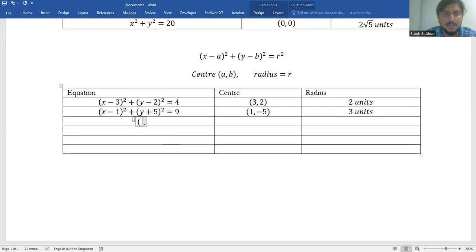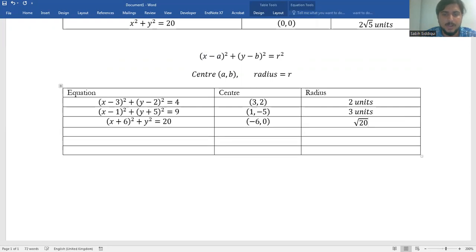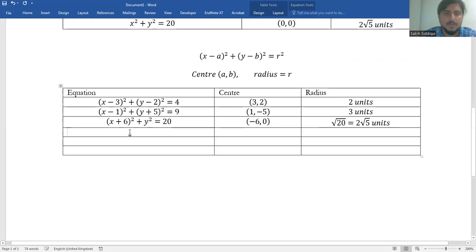Okay, another case, if I write (x plus 6) whole square plus y square is equal to 20. In this particular case, the center is (minus 6, 0) and the radius is square root of 20, or I can also write it as 2 root 5 units. Do you see that if there's just y square, obviously the y coordinate of the center will become 0.